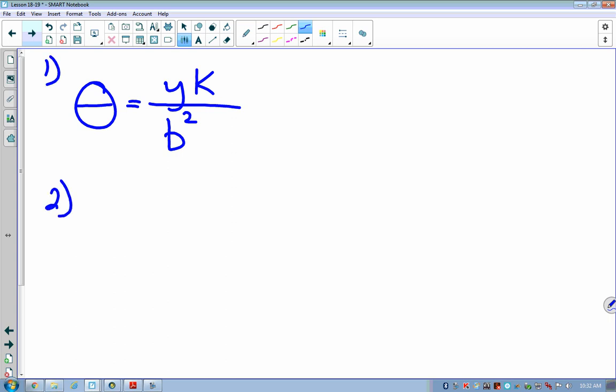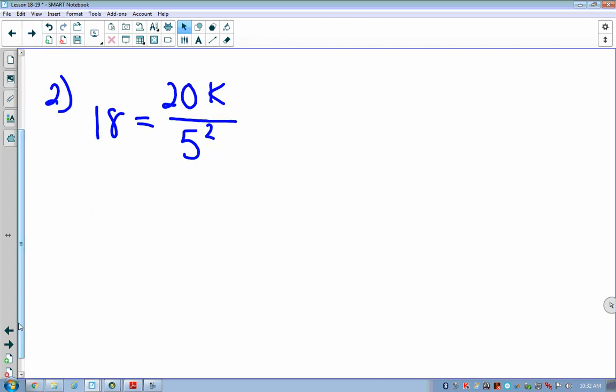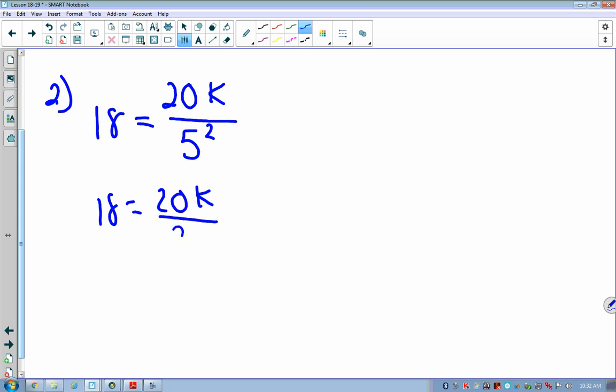The second step is taking the information. It says there are 18 oranges, so the second step is just substitution: 18, 20 yellows, so I get 20K, and 5 blues. I plug it in like that. Step number 2 is substitute and solve for K. So we have 18 equals 20K over 25. We can either simplify 20 over 25 or multiply by 25 and then divide by 20.